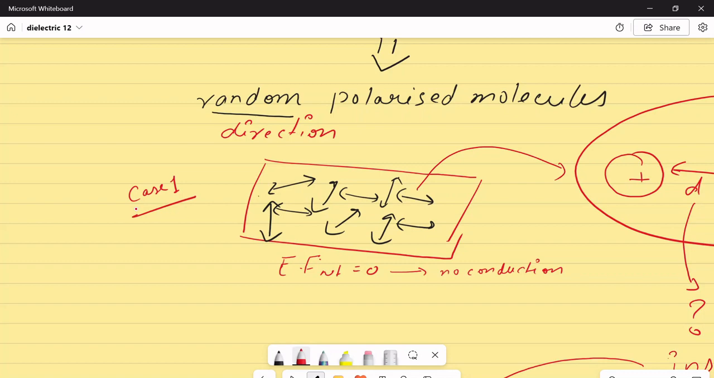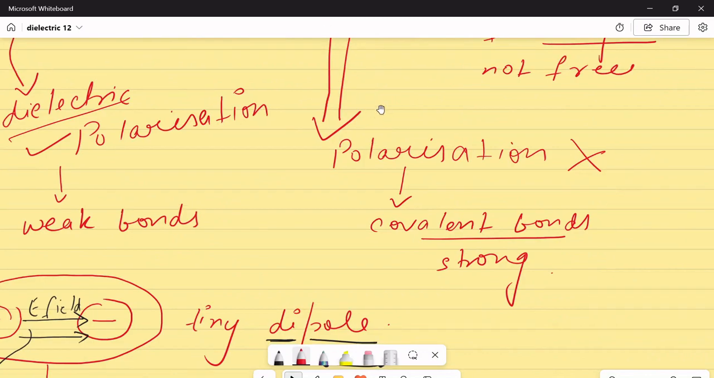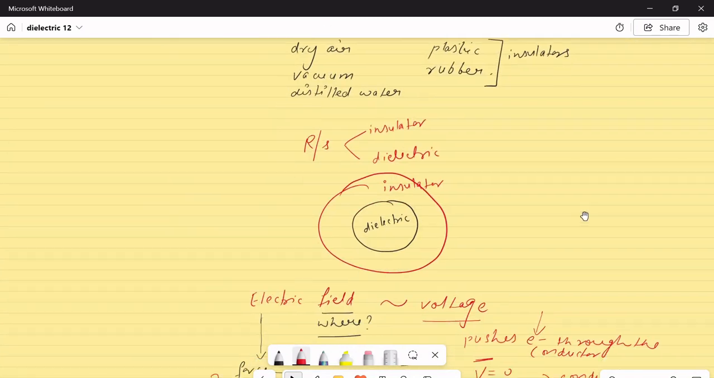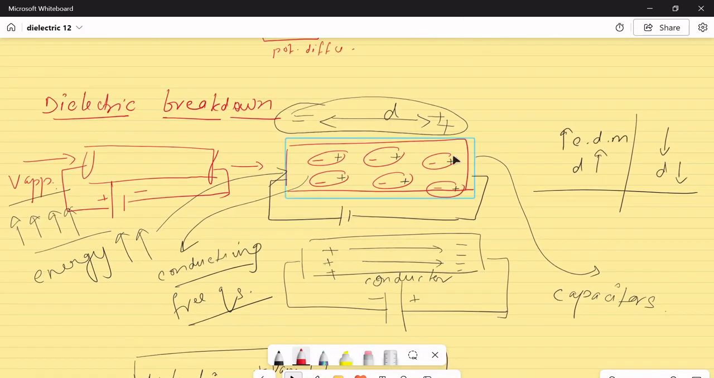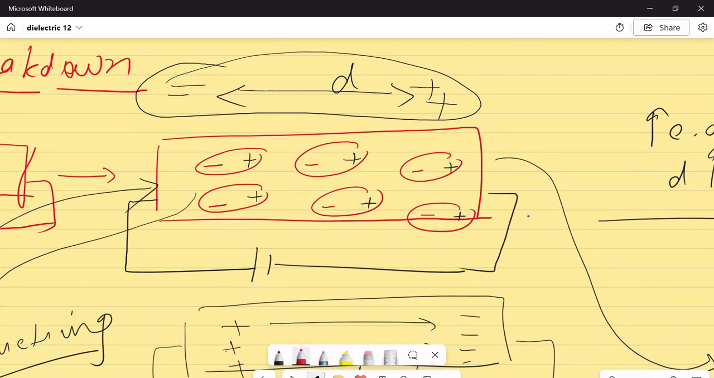Now, let us go back to our case where we have applied voltage. This was the place where I had applied some voltage and I have got tiny aligned dipole moments. So there will be some net electric field which is obviously not equivalent to zero, because they are in perfect alignment, not cancelling out each other at all. So there will be some voltage and some energy storage and some slight conduction also. But why does this dielectric still not conduct?